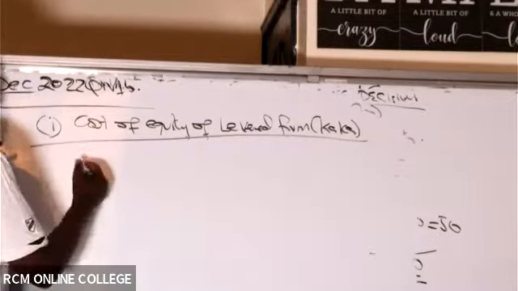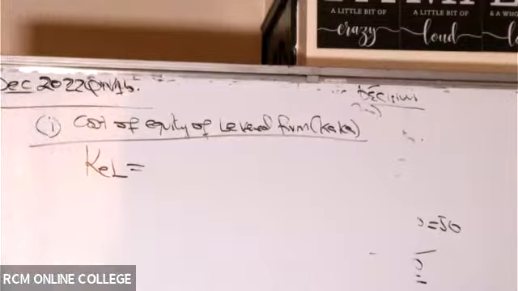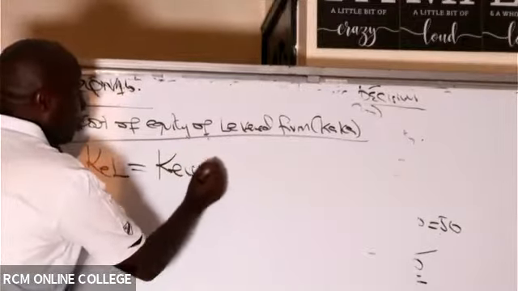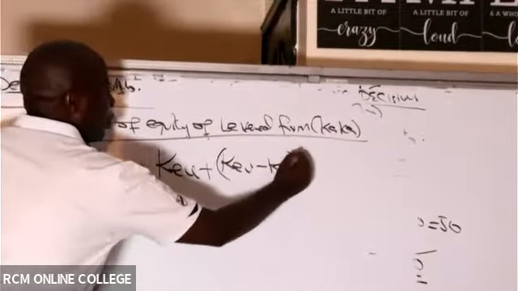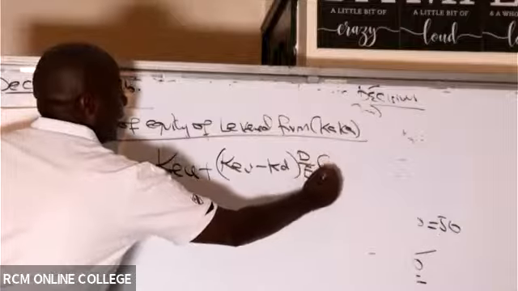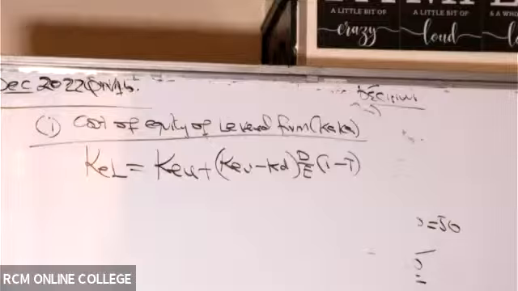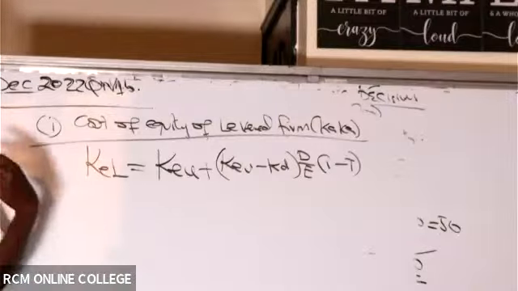Then I'll remember the big formula. I like this formula because it's all weather. This formula, KL equals KU plus KU minus KD into D over E. You subtract tax. This is a very important formula of getting cost of equity of Kaka, which is cost of equity of a levered farm. So remember, KU is cost of equity of unlevered. Unlevered farm to us is Papa.